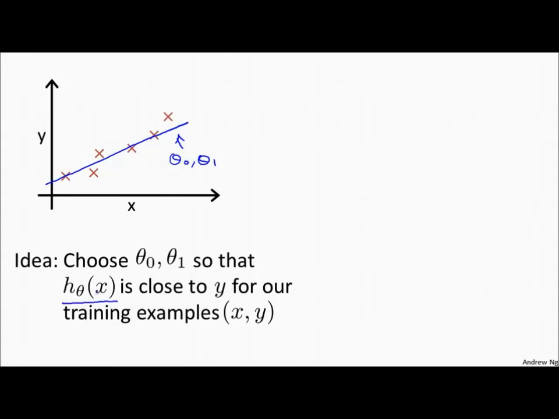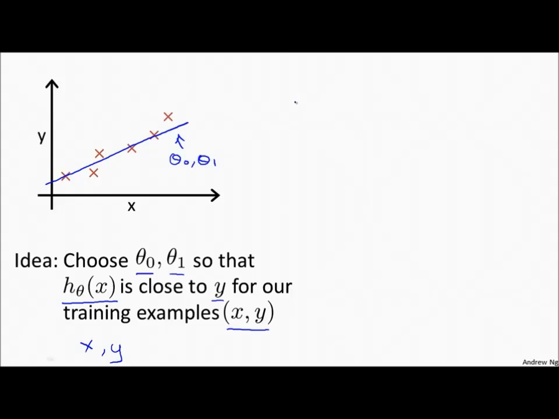The idea is we're going to choose our parameters theta 0, theta 1 so that h of x, meaning the value we predict on input x, is at least close to the values y for the examples in our training set. So in our training set, we're given a number of examples where we know x, the size of the house, and we know the actual price it was sold for. So let's try to choose values for the parameters so that at least in the training set, given the x's in the training set, we make reasonably accurate predictions for the y values.